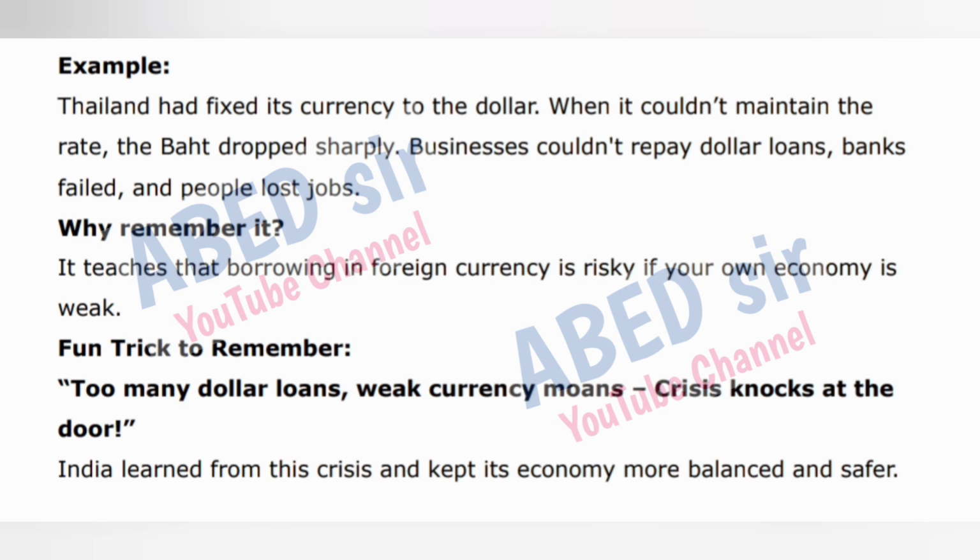Example: Thailand had fixed its currency to the dollar. When it couldn't maintain the rate, the baht dropped sharply. Businesses couldn't repay dollar loans, banks failed, and people lost jobs. Why remember it? It teaches that borrowing in foreign currency is risky if your own economy is weak. Fun trick to remember. Too many dollar loans, weak currency moans, crisis knocks at the door. India learned from this crisis and kept its economy more balanced and safer.